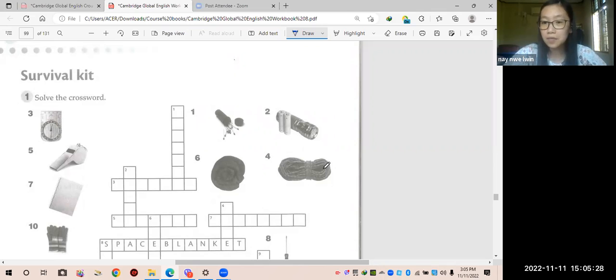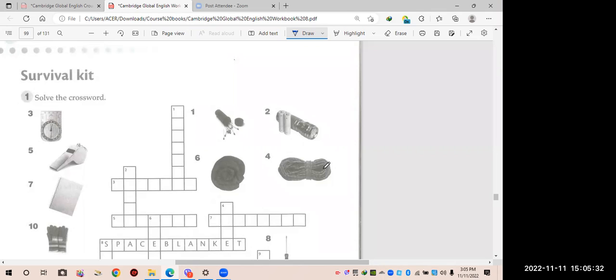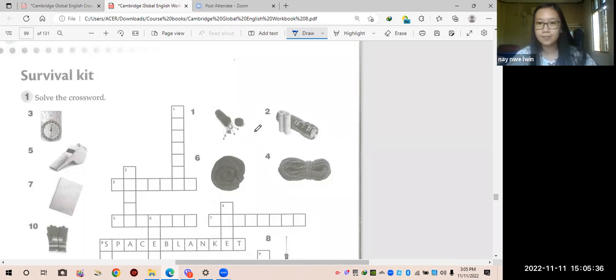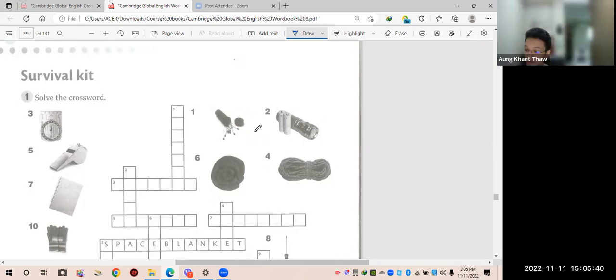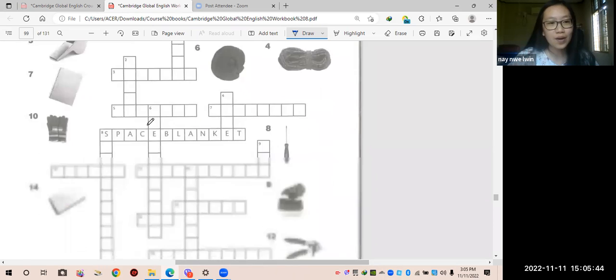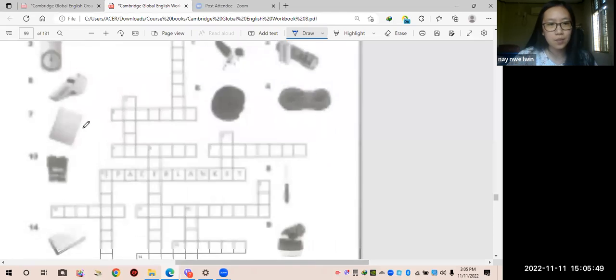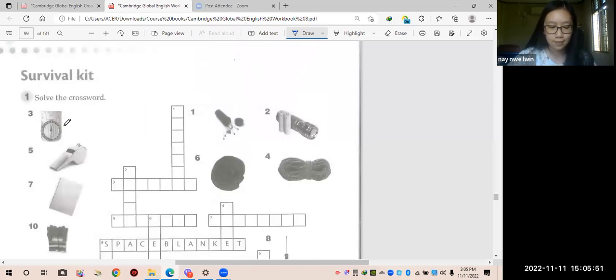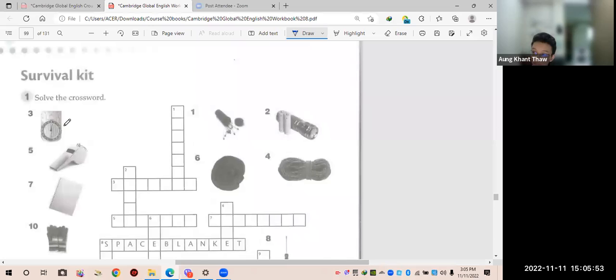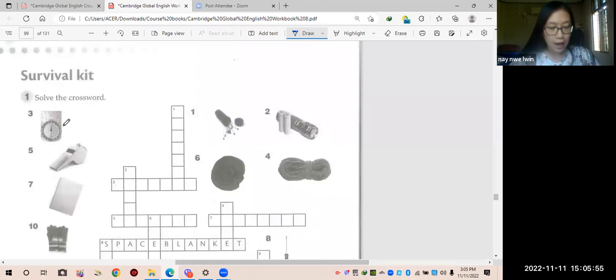Have you finished solving the crossword? Yes. Okay, so shall we check? Are you sure you don't look back at the crossword? Yes. Okay, I trust you guys. So, number 3 is see picture 3. What is picture 3? Compass. Yes, compass.